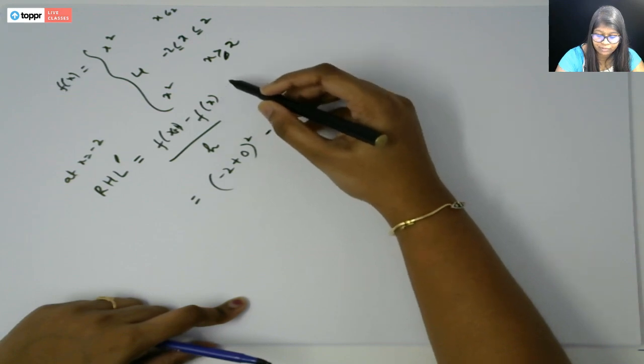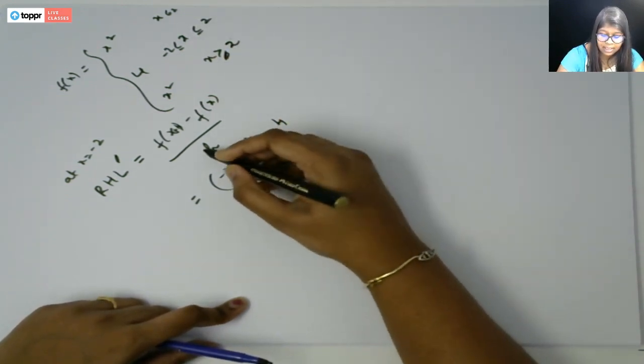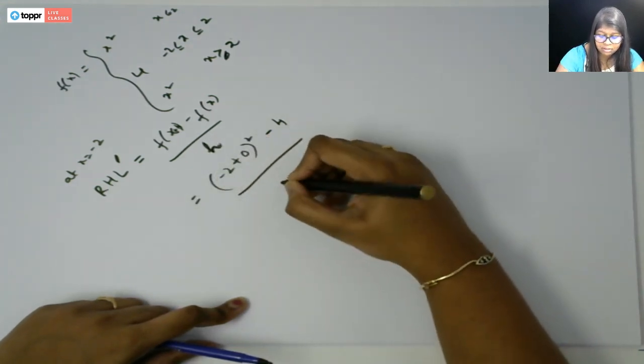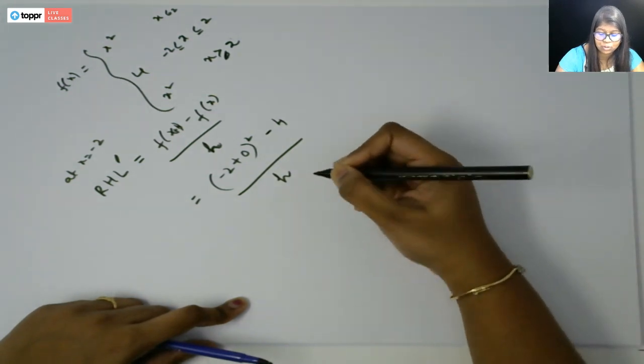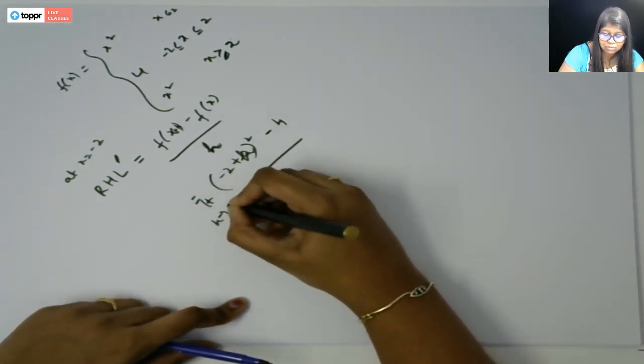What is the value of f of -2? It's nothing but 4, right? By h. Since we are taking RHL, it is just h, and then we take the limit as h tends to 0.